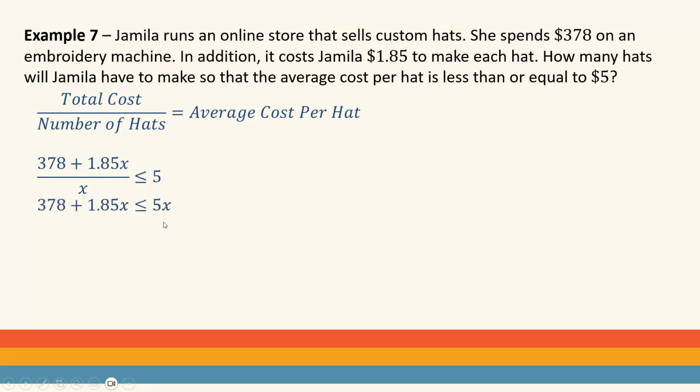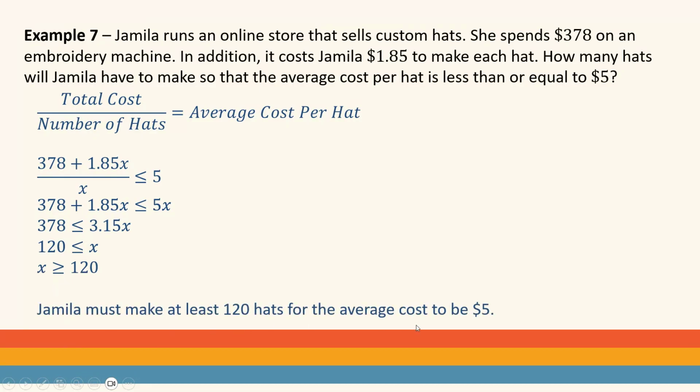So I'm going to multiply both sides by x, and then we have a variable on both sides, so subtract 1.85x from both sides, and then divide by 3.15. So the number of hats is greater than or equal to 120, so she must make at least 120 hats for the average cost to be $5. And that's because her embroidery machine was so expensive. So the more hats she makes, the more that number gets divided up and becomes smaller.